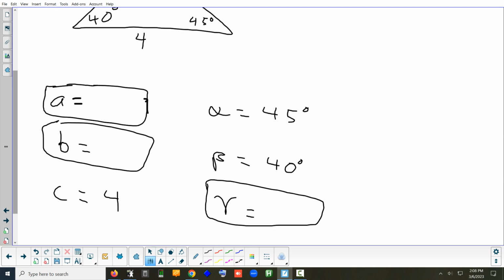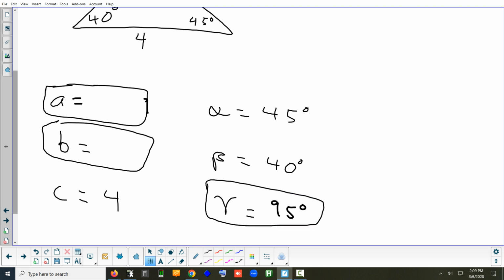Yeah, 95. So to make all those add up to 180, that has to be 95. Now, very important we get this angle right. Why do you think it's so important we get this one right this time?